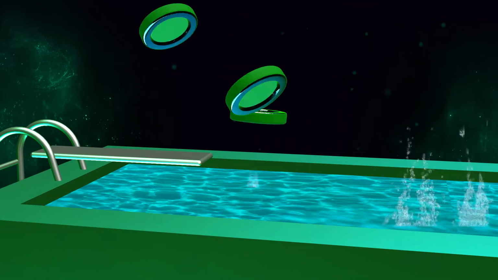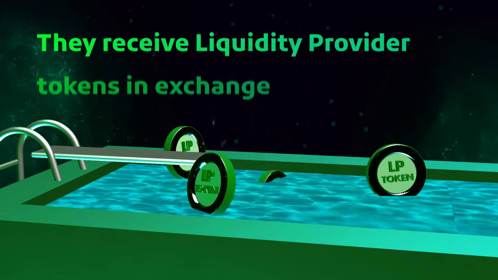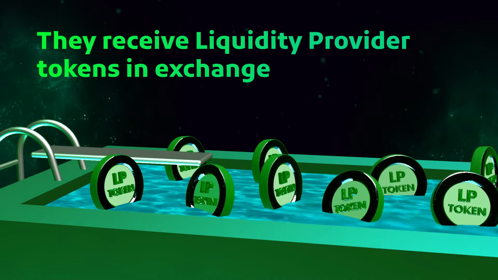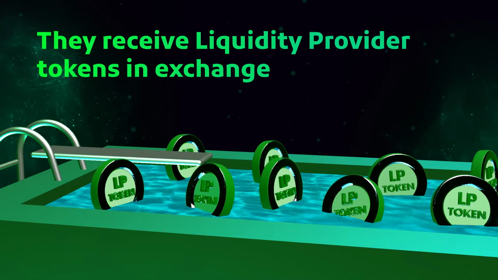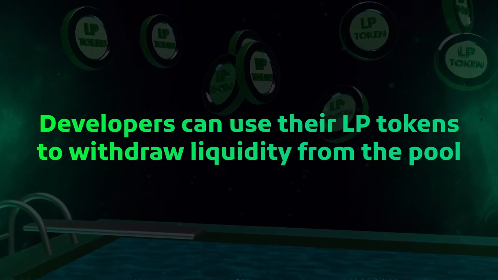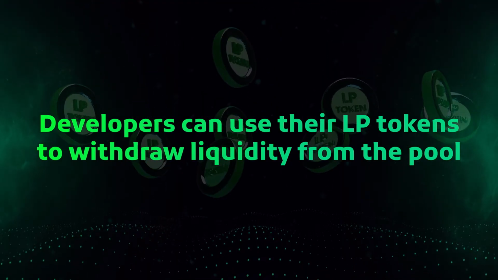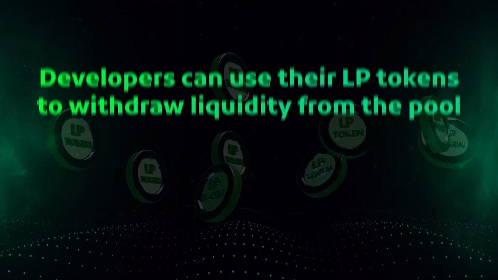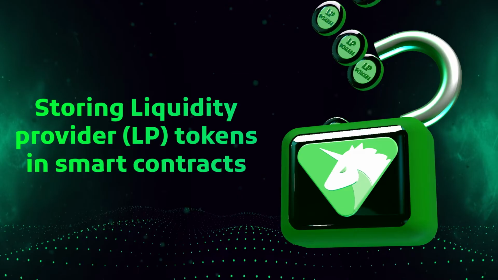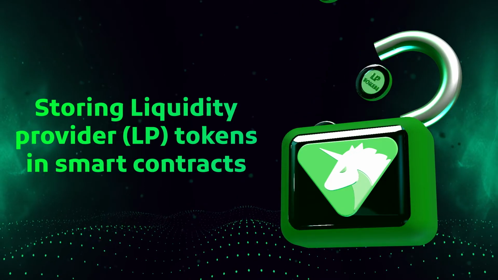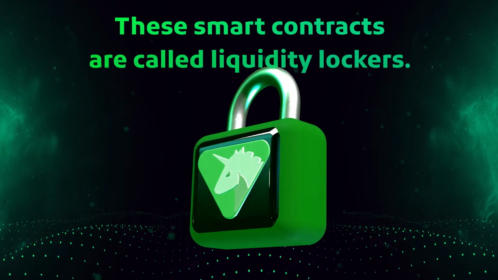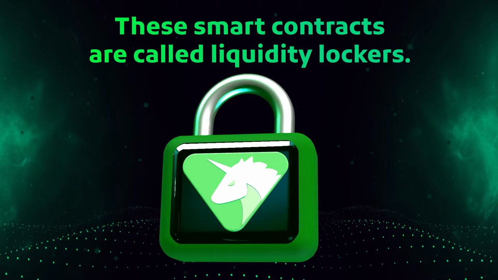To begin, when developers add tokens to liquidity pools, they receive in exchange liquidity provider tokens, known as LP tokens. These represent the liquidity provided in the form of new tokens. Now, the issue is that developers can at any time use the LP tokens to withdraw liquidity from this pool. Liquidity locking involves storing these liquidity provider LP tokens in immutable smart contracts for a predetermined amount of time, your unlocking date. These smart contracts are called liquidity lockers.